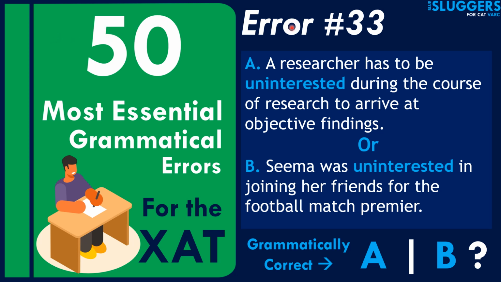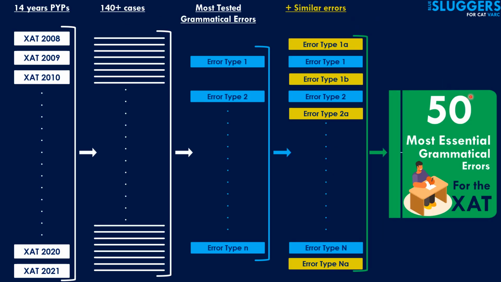For now, let's jump into error number 33, which is part of our series 50 most essential grammatical errors for the XAT. However, I would like to first state that this is not just a random list of 50 grammatical errors that we have just come up with.